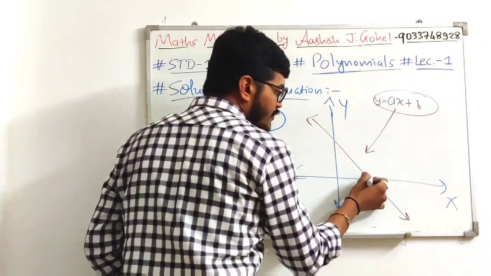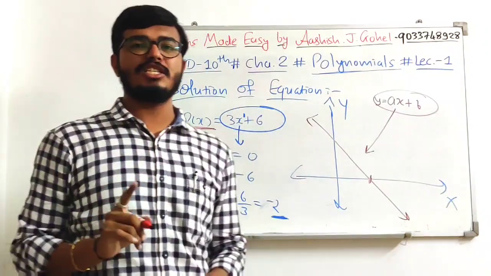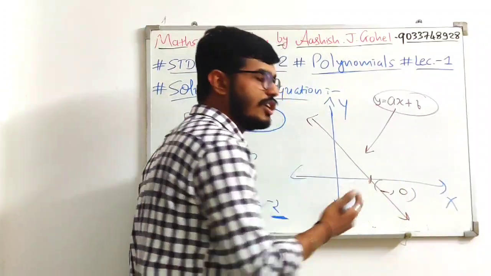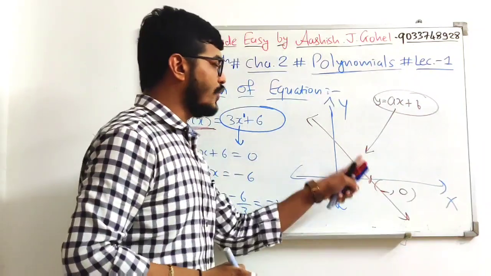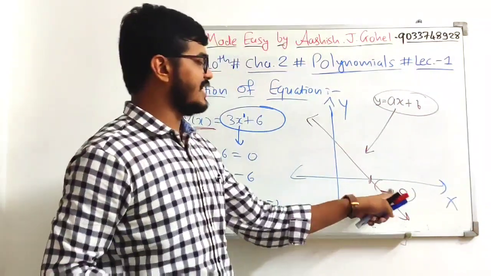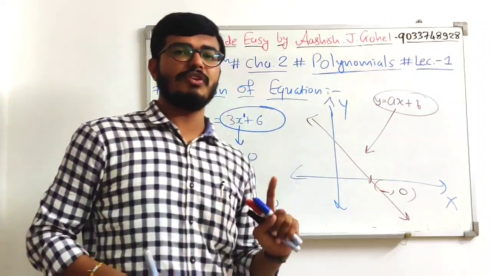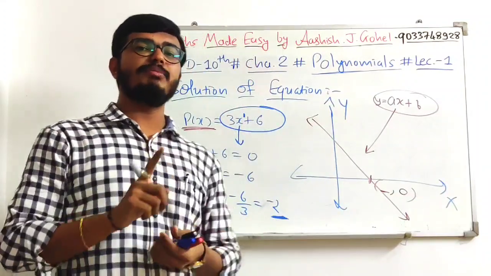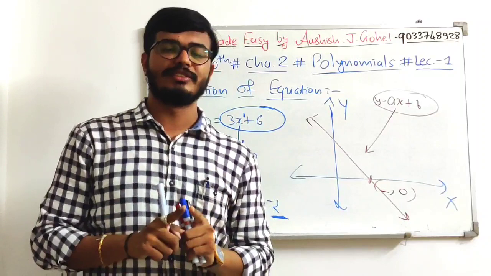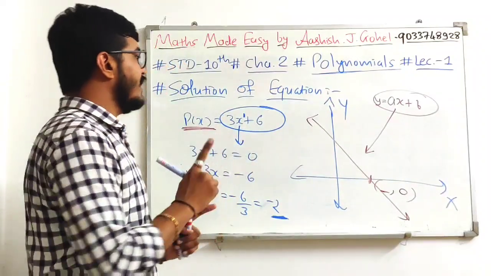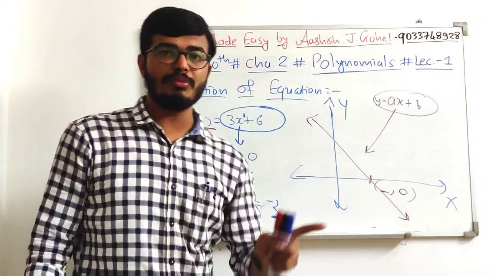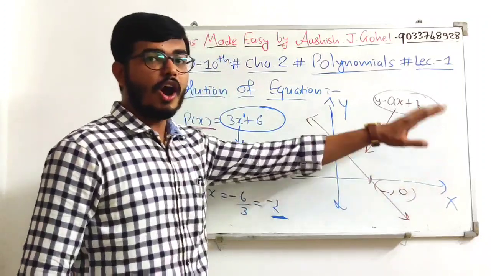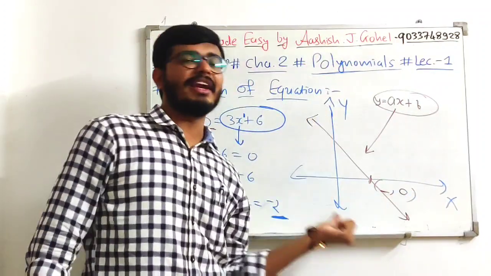Now we know the fact that for whatever point is on the x-axis, the y coordinate will be 0. The x coordinate may change, but the y coordinate will be 0. So for this particular point the y coordinate is 0. Whatever value of x you find will be your intersection point with the x-axis, and that will become your root or solution. So whenever we are finding the solution, the root of the equation, actually we are finding the intersection point of that equation with the x-axis in a graphical manner.